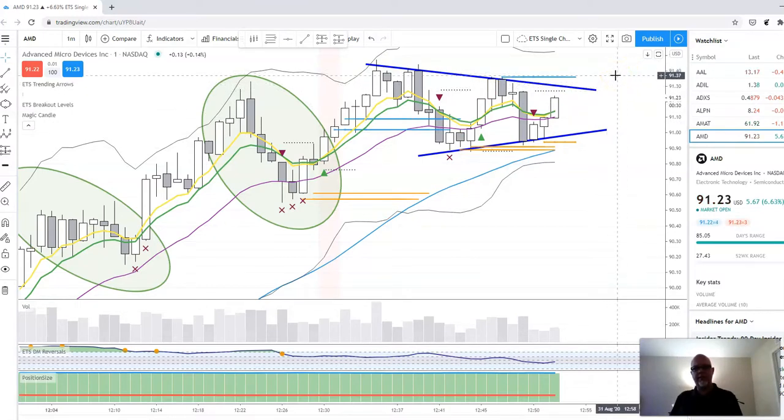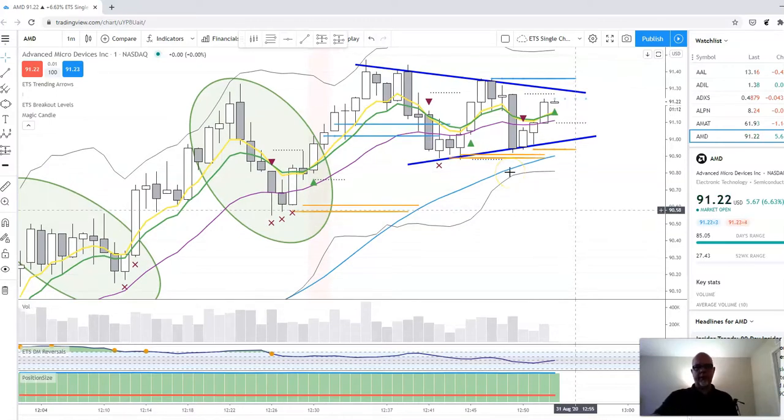So let's see. So in this case, it did in fact bounce. Okay, and there we have an uptrending arrow forming. So let's see if it breaks through that or whether it is in fact forming a wedge here.